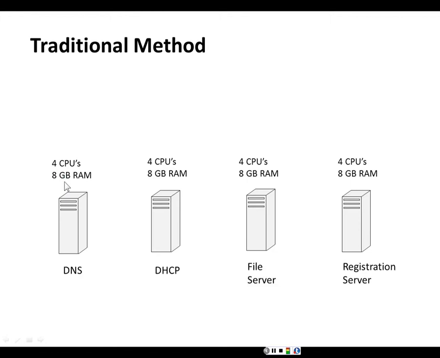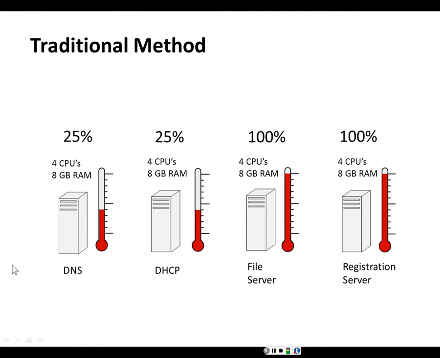And we planned to make our first server a DNS server, and the next one was going to be a DHCP server, the third one was going to be a file server, and the fourth one was going to be the student registration server. But after we got all the software installed, and after we got them all up and running, we found that the DNS server and the DHCP server were only running at 25% of utilization. In other words, we assigned 4 CPUs to this server, but it really only needed 1. That's a waste of 3 CPUs.